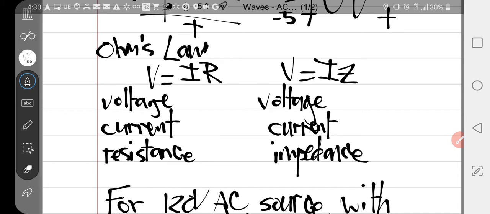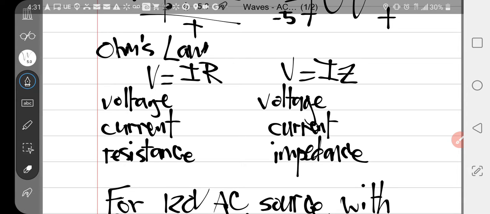When we deal with DC voltages, we use Ohm's law. Voltage equals current times resistance. In AC circuit analysis, we use a slightly different form of Ohm's law. I don't know if it has a particular name, but instead of V equals IR, you go V equals IZ. Z is impedance. In impedance, we have separate equations that we use for capacitance, resistance, and inductance. I'll get into that later.